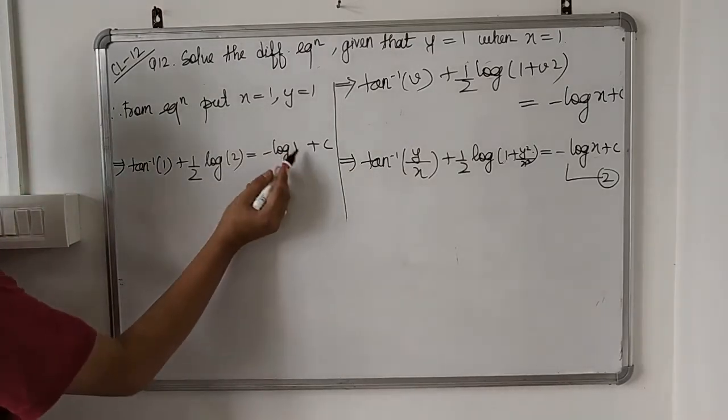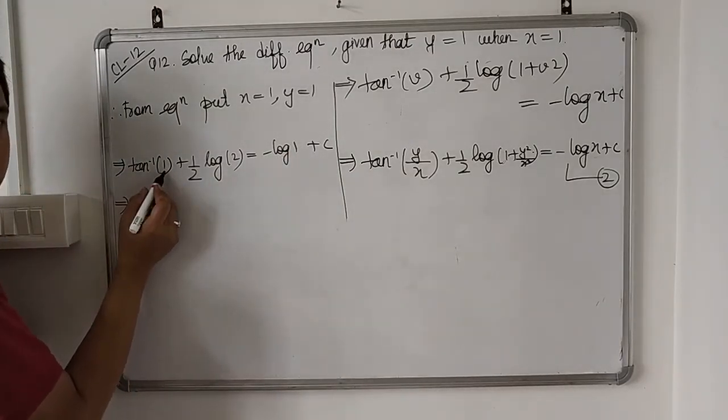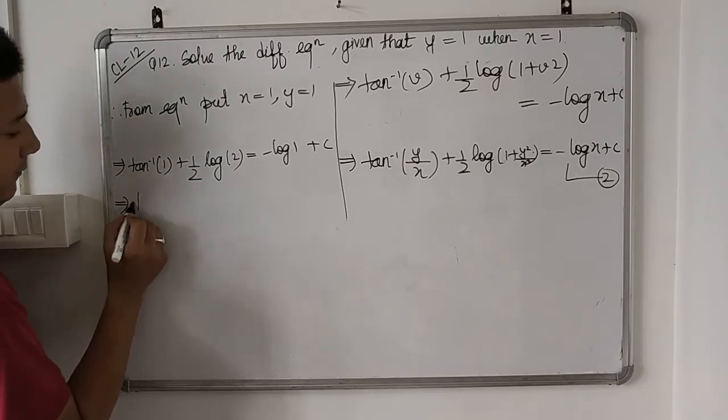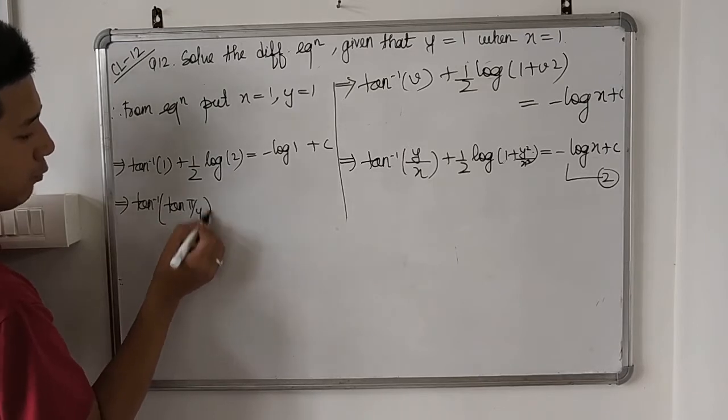Okay, so what is the value for log 1? 0. Okay, tan inverse 1. Now tan of which angle is 1? 45. So I am showing here all the steps, pi by 4. I hope you know this also.